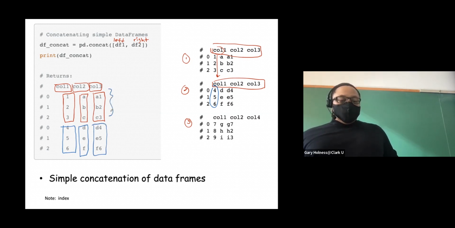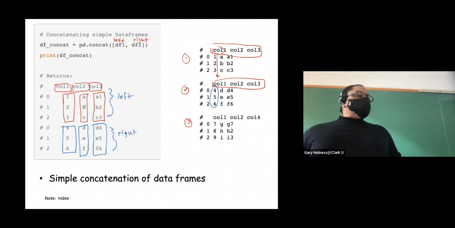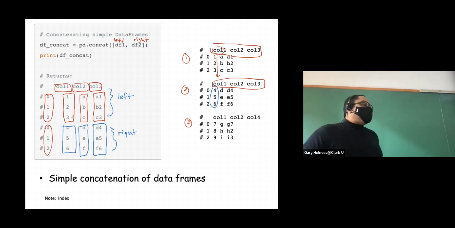So everything here was contributed by the left to the combine. Everything here was contributed by the right. Okay. Any questions? No? So I'll also direct your attention to the left-hand column of the resulting combine. You notice the default index for the first 3 is 0, 1, 2, and the default index for the next 3 is also 0, 1, 2. And that's because the default behavior was to preserve the original indices.